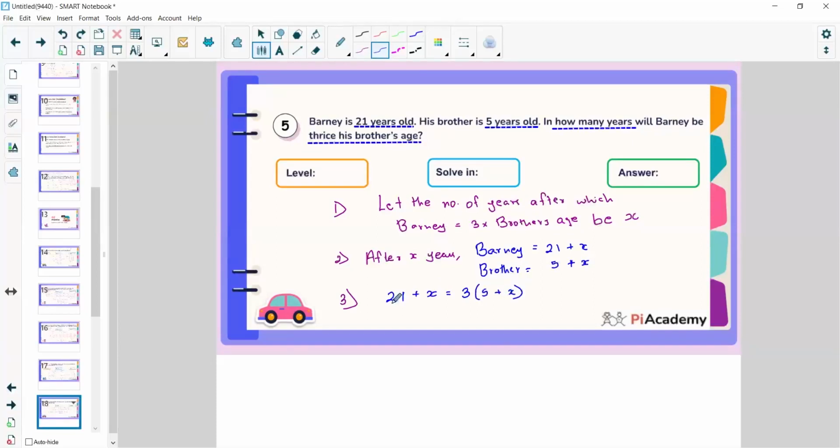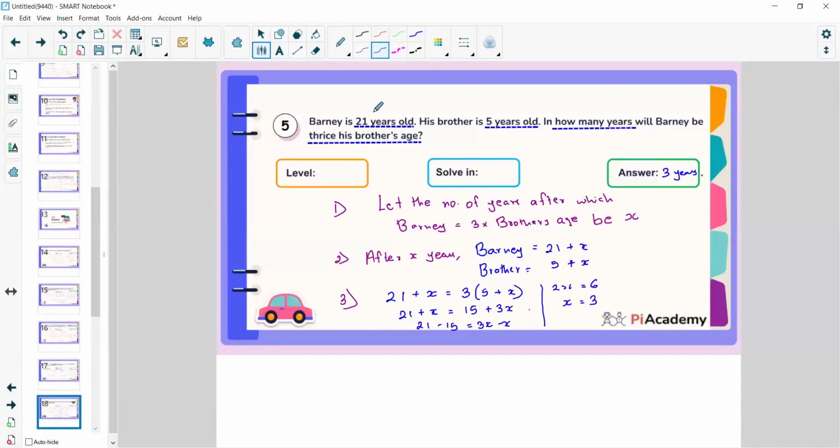Okay. Now, how can we solve this? 21 plus x equals 15 plus 3x. So solving this, you would have 21 minus 15 equals 3x minus x. What would you get? You would have 2x equals 6. So the value of x is 3. What does this mean? After 3 years, Barney would be thrice his brother's age.